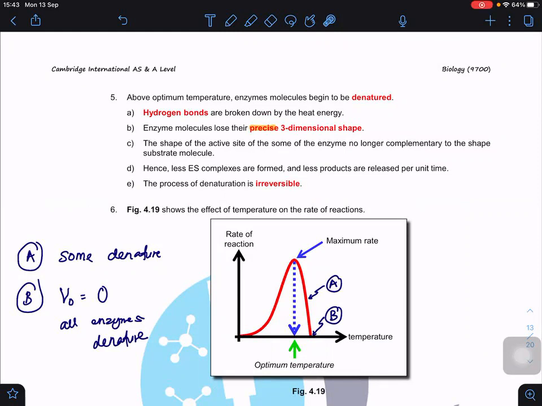Now, students commonly make a mistake here by saying, oh, temperature breaks the hydrogen bonds. It's not true. Hydrogen bonds are broken by heat energy. Because of the heat energy, the vibrations of the particles between two R groups are so strong that they can't form stable hydrogen bonds, and then these hydrogen bonds break. Clear?